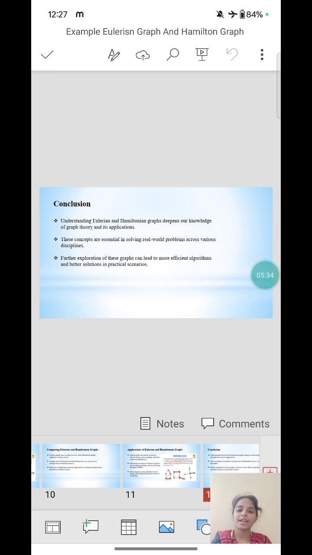Conclusion: understanding Eulerian and Hamiltonian graphs deepens our knowledge of graph theory and its applications. These concepts are essential in solving real-world problems across various disciplines. Further exploration of these graphs can lead to more efficient algorithms and better solutions in practical scenarios.